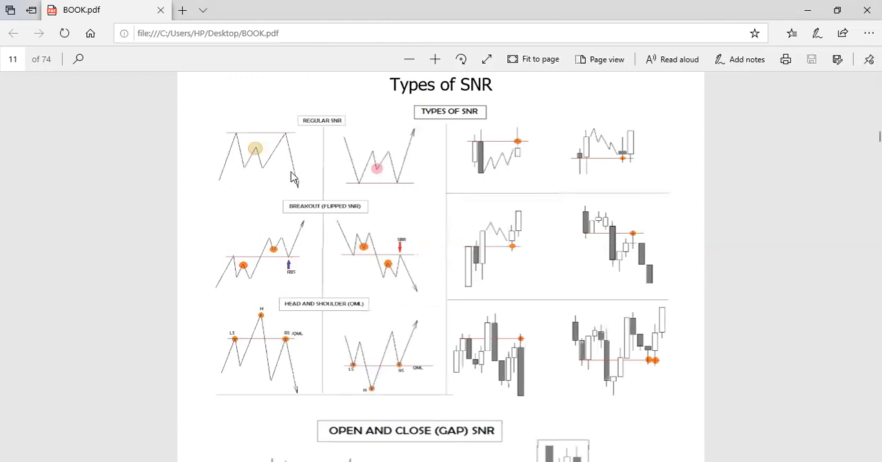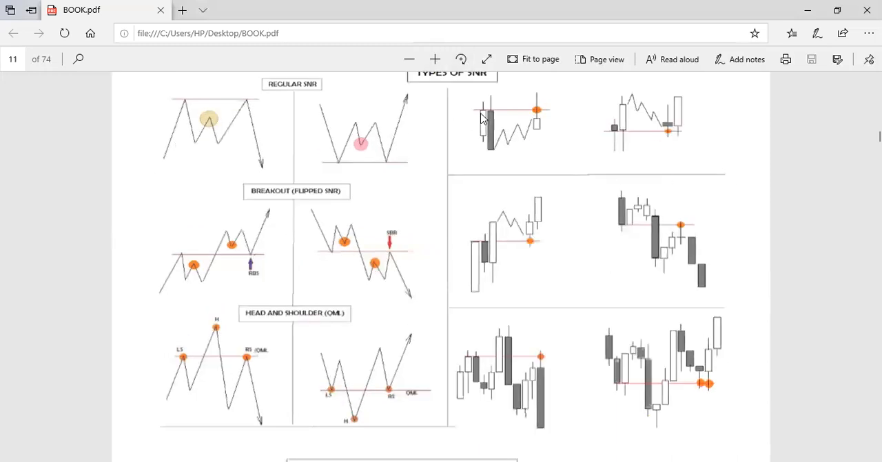We made mention of the types of SNR in the first part of this module 2 course. It made mention of about 4 types of SNR. The regular type, which is the classic. Price taps into it, then withdraws back. Then this is support. Price taps into it with a wick, then withdraws back upward. So whenever price breaks through it, it becomes what we call a breakout SNR.